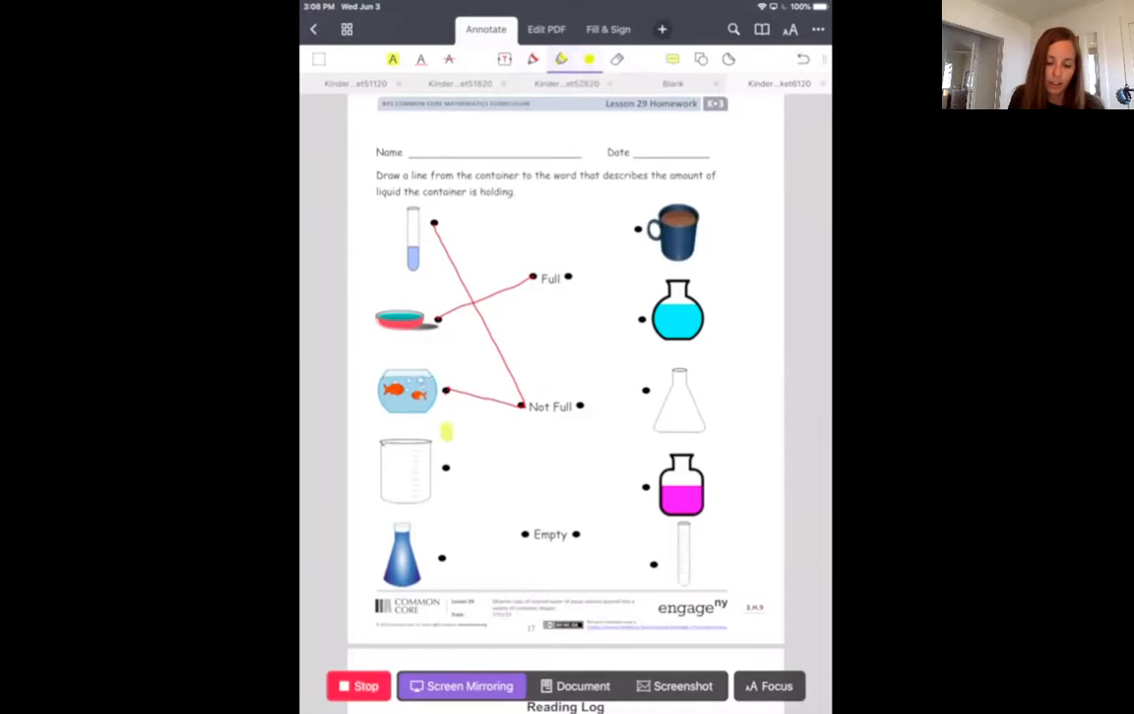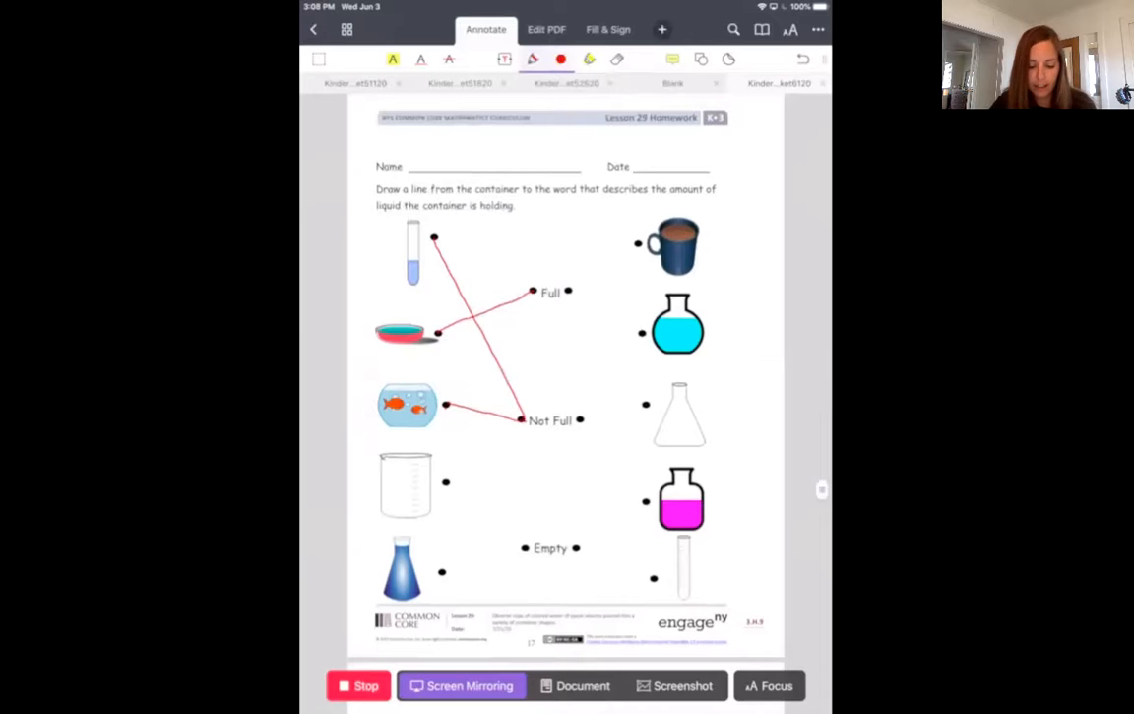And we're gonna go down here to this, it's called a beaker. What do you think? Is it full, not full, or empty? Empty. There is no liquid inside of it. I can do a better line than that. No liquid inside.